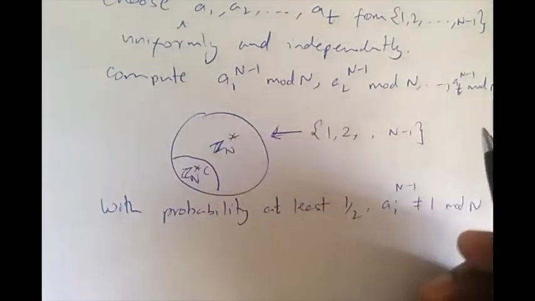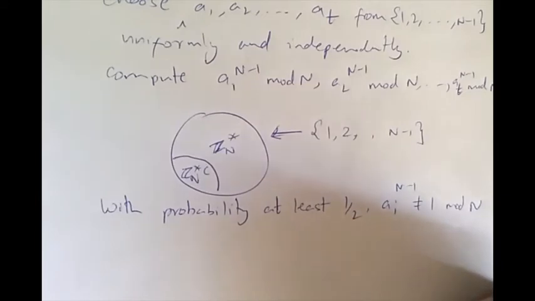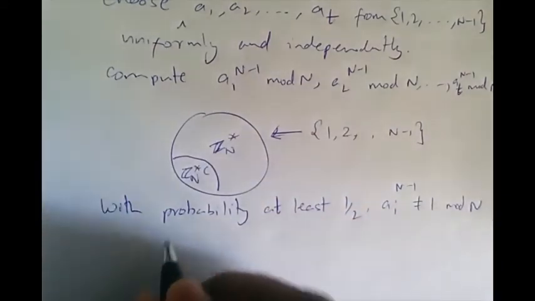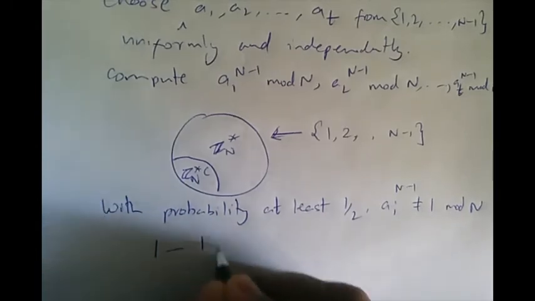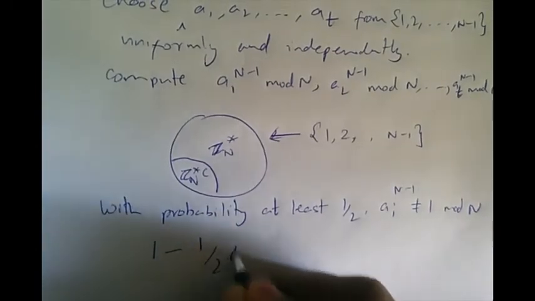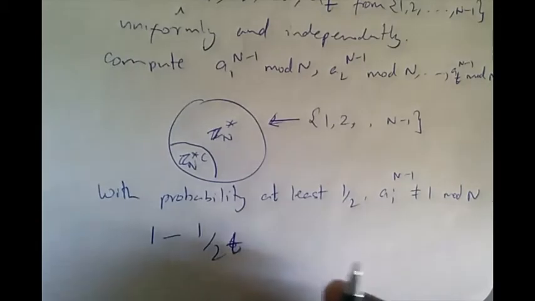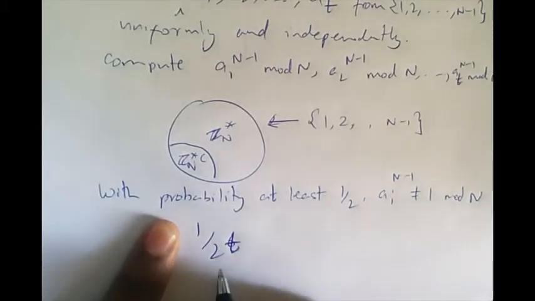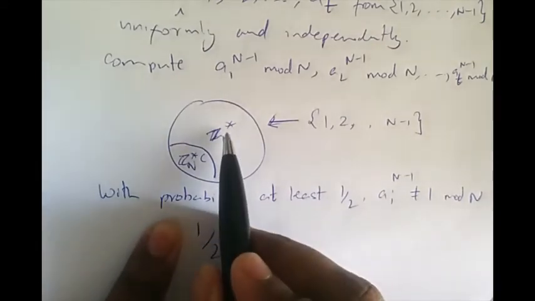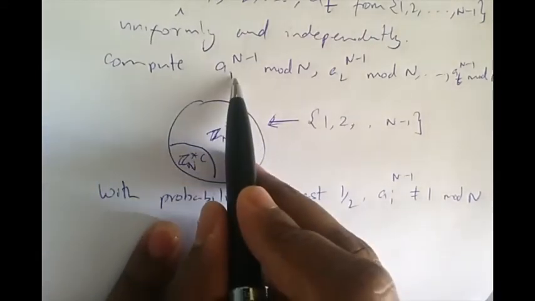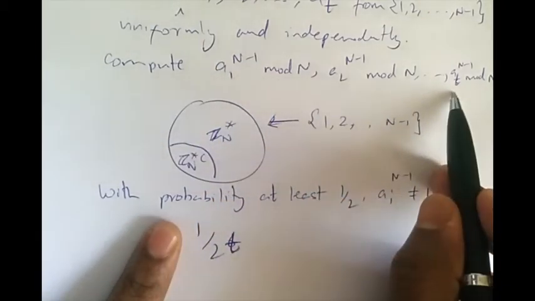And we are doing t such tests. So with a probability which is 1 minus 1 over 2 raised to t. So what is this 1 by 2 raised to t? This is the bound on the probability that even when n is composite, all of these values give you 1.